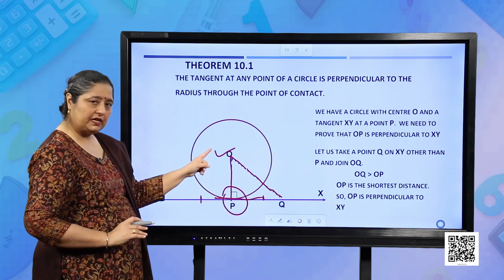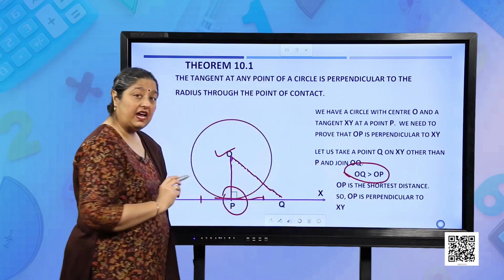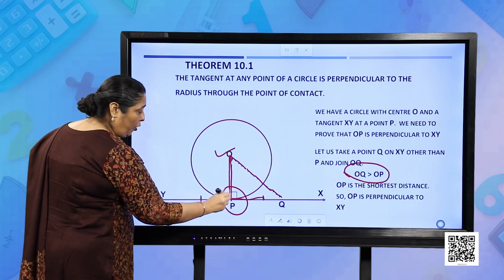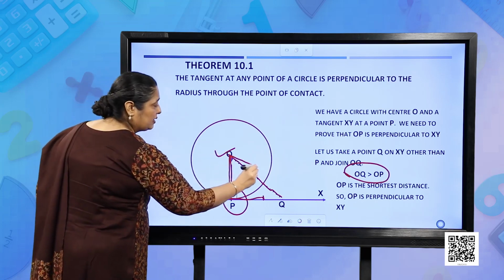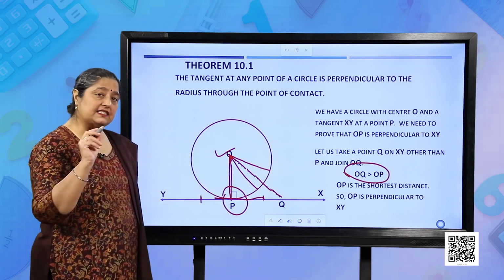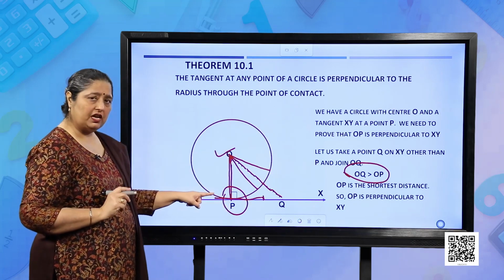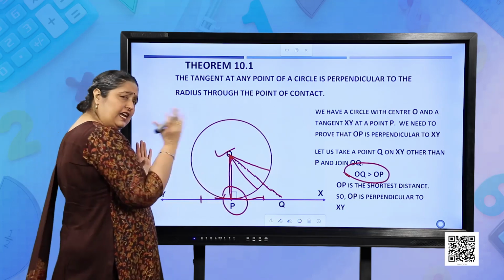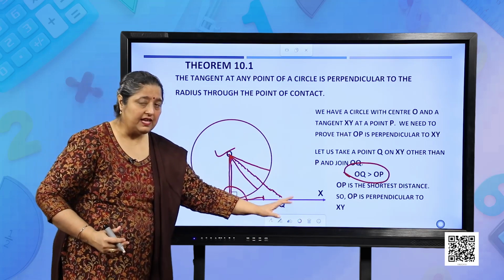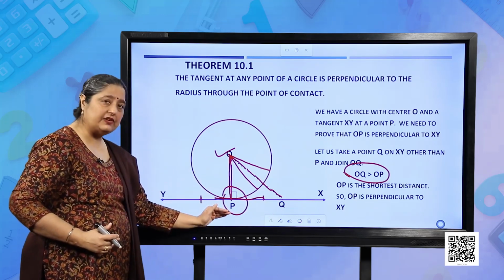We have joined OQ. Now, OQ is greater than OP. Why is OQ greater than OP? We see that OP is the radius. So, this is also the radius, this is also the radius. Why? Radius is the distance between the center and any point on the circle. Now, if I take any point outside the circle, like Q, then this distance OQ will be greater than the radius.